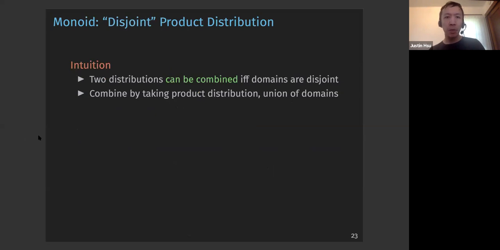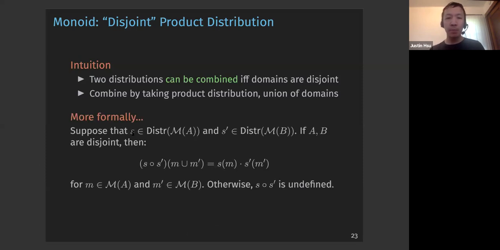Now, to introduce our model, the basic idea is very simple. Two distributions can be combined if their domains are disjoint. And in order to combine two of these distributions, we take the product distribution and we take the union of their domains. More formally, suppose that S is a distribution over memories over A, and S prime is a distribution over memories over B. So A and B are both subsets of variables.